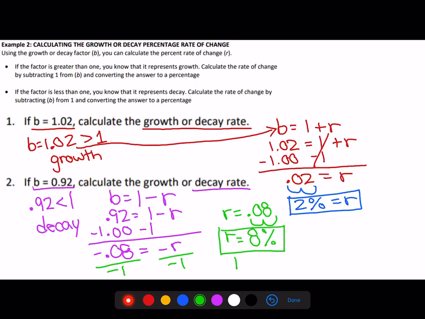So this is an 8% decay for number 2. And for number 1, this was a 2% growth. So that's how you can find out how much your savings are growing or decreasing by.